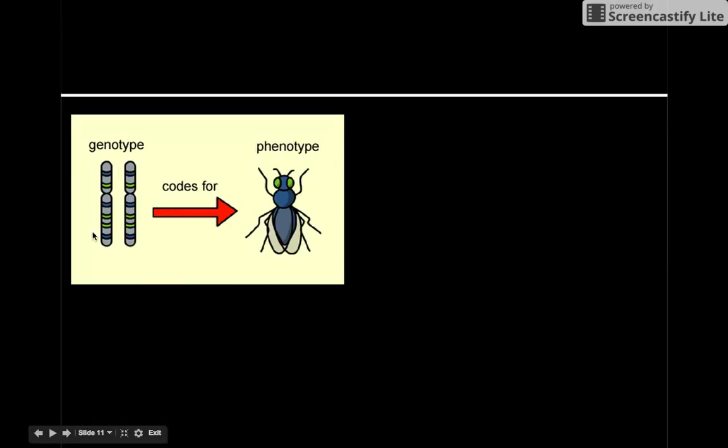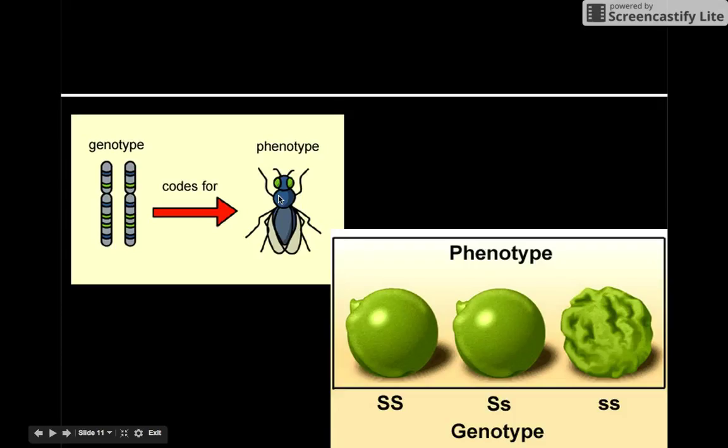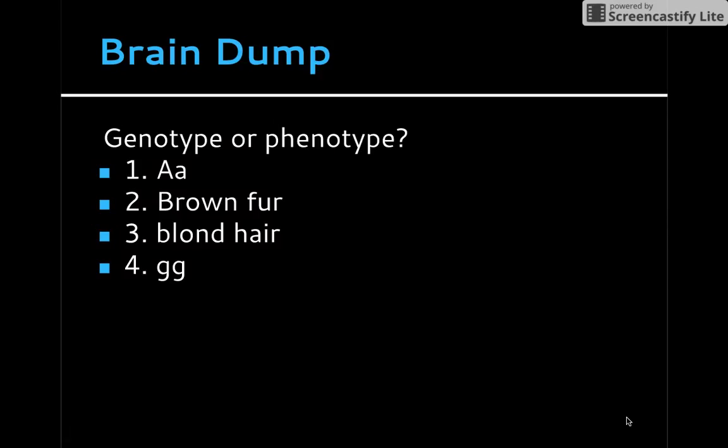Right here, we have a genotype. And that's code for the phenotype. So these genotypes might determine the fly's wingspan or how long it is. So it'll be represented in two different letters. And then the phenotypes are what we physically see. As in these limes. You have three different limes and three different genotypes. Big S, big S, big S, little s, little s, little s. Those determine the physical characteristics of those limes.